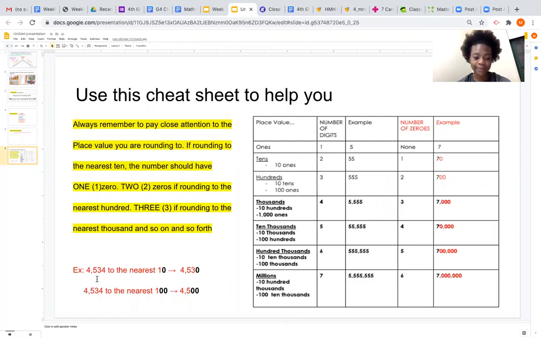So in my example here, 4,534 to the nearest 10 is 4,530. There's only 1 zero at the end here. The same number rounded to the nearest 100 gives me a different number. It gives me 4,500. So these are just some little tips and tricks to help you as you're working through your problems and as you're checking your work.